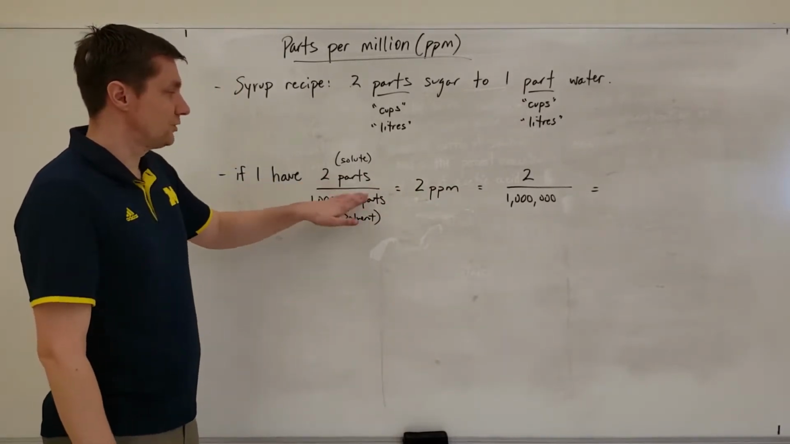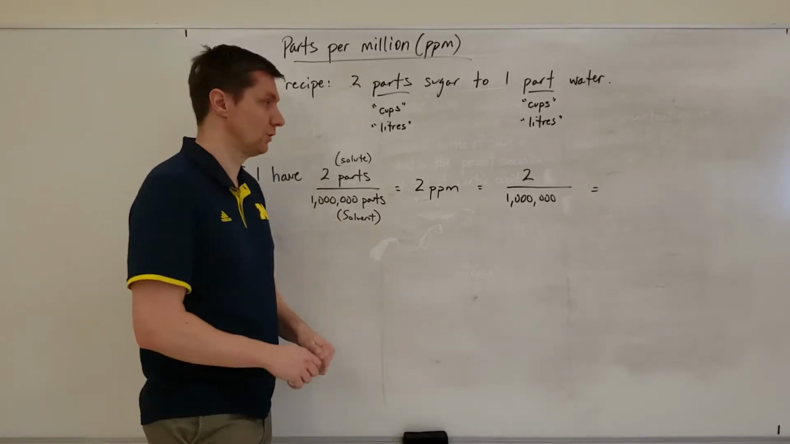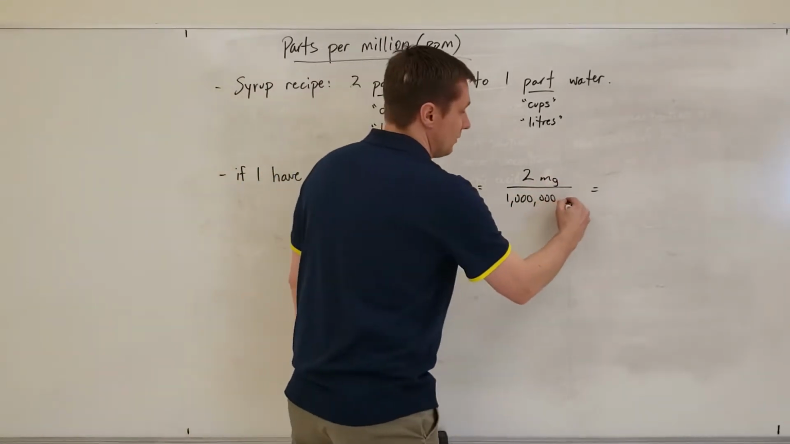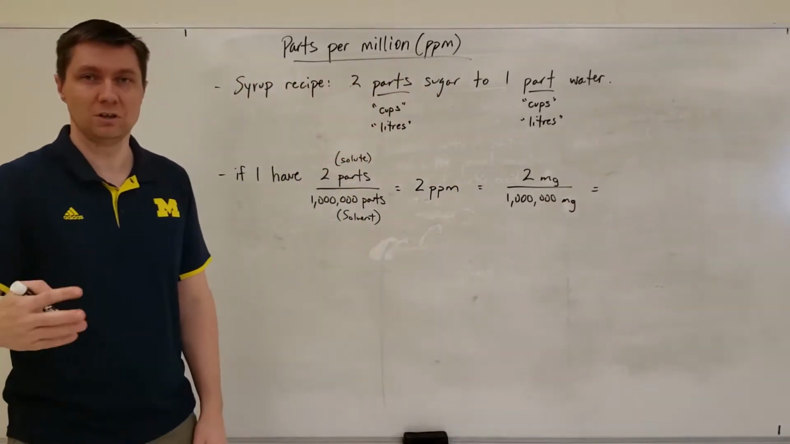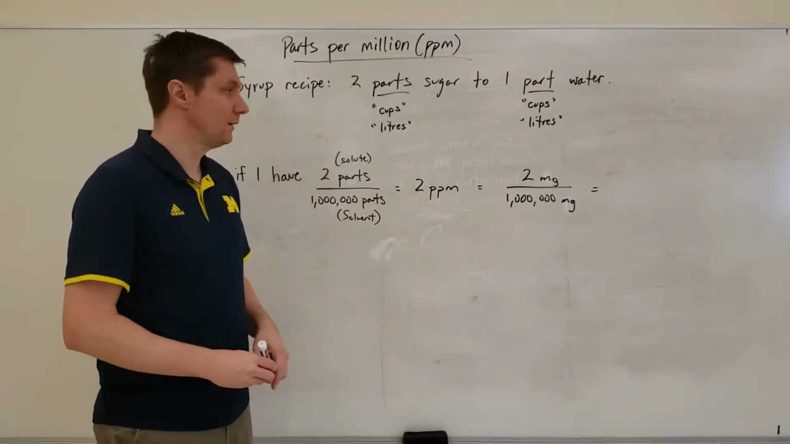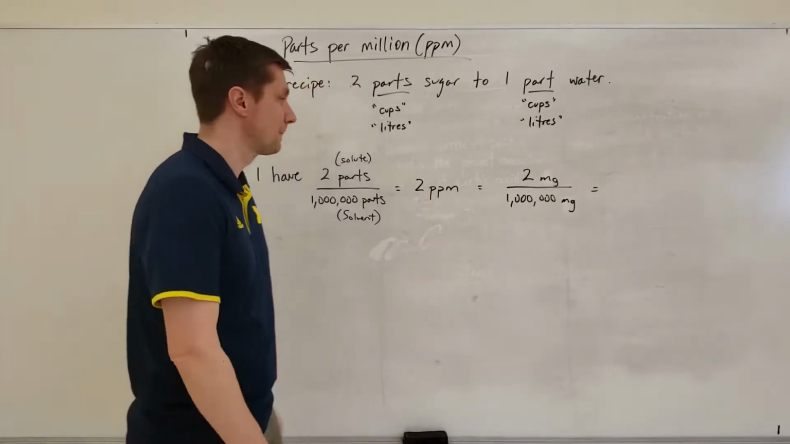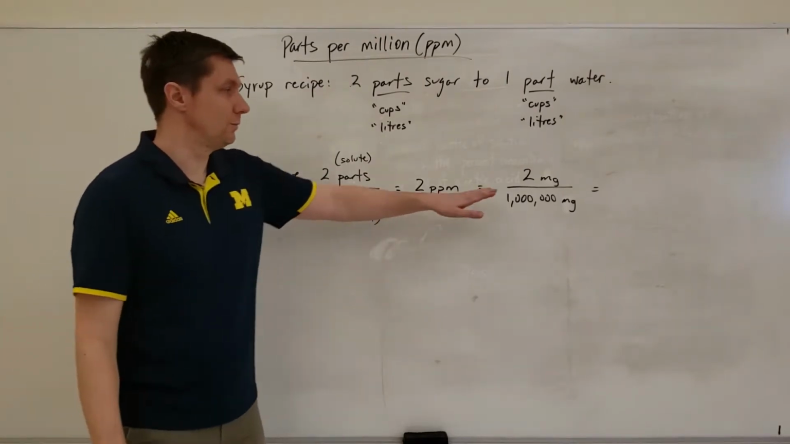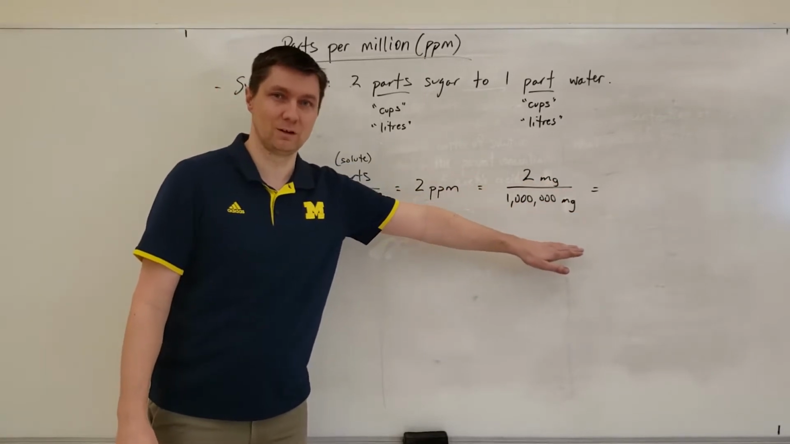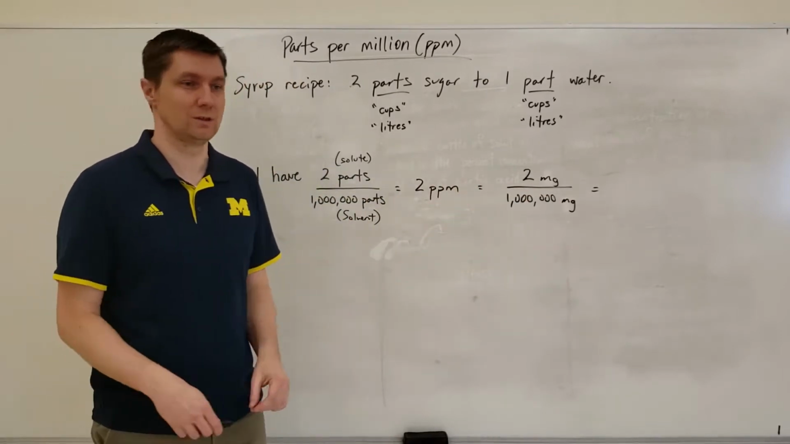Now, I can substitute the word parts for whatever unit that I want, just so long as the unit is consistent. So if I wanted to say 2 milligrams of salt is dissolved in 1,000,000 milligrams of water, then that would mean, again, that I have 2 parts per million. 2 parts, in this case the parts is milligrams, in 1,000,000 parts, milligrams. Now I can do this with any unit. It could be milligrams here, as long as it's milligrams on the bottom. If I chose milliliters here, then I would have to have milliliters on the bottom. Or liters and liters, or grams and grams. Whatever unit you choose, it just has to be consistent.